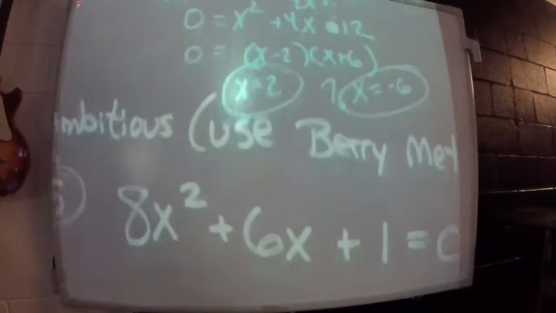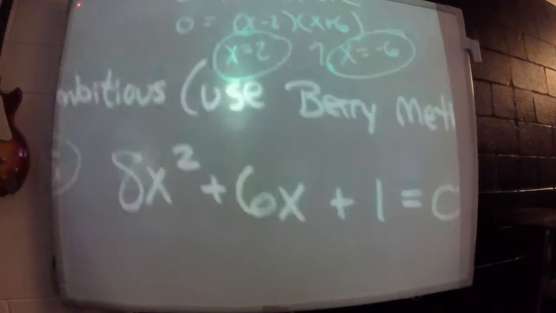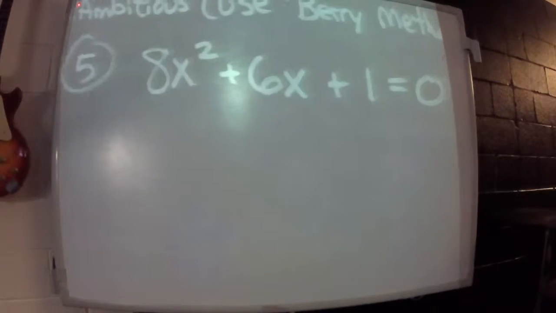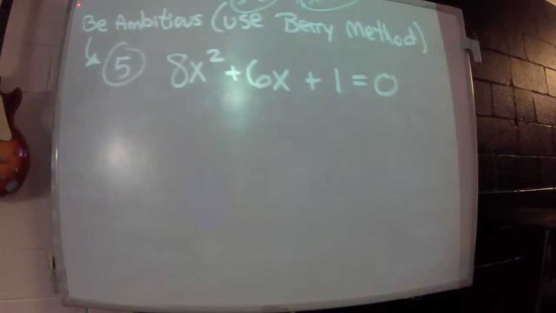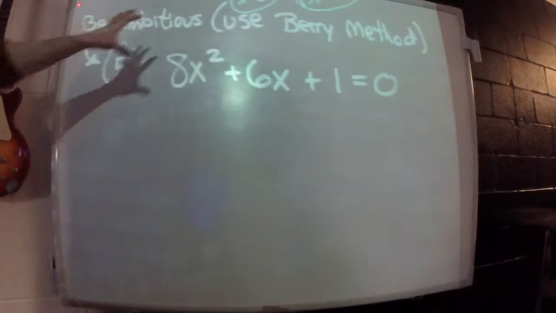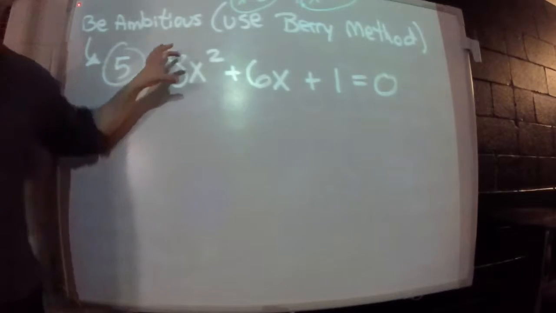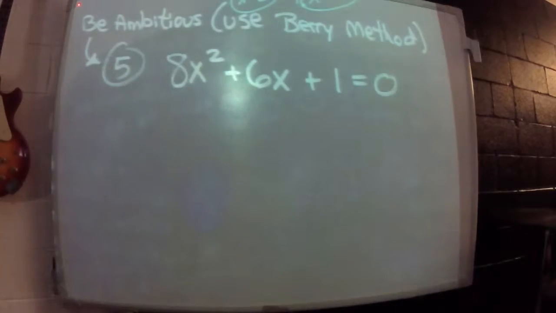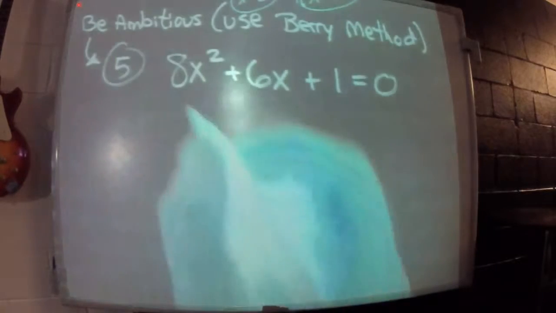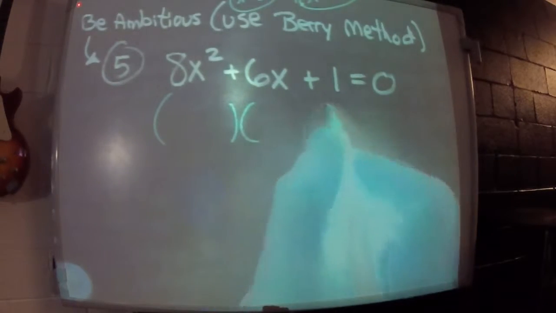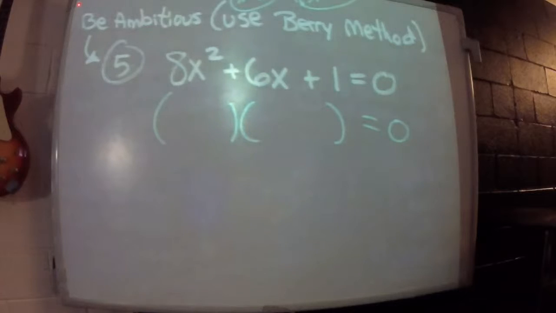Lastly, I got to be ambitious down here, because what's the one difference between this quadratic equation and the previous page's worth of them? The coefficient on the x squared. That is what makes it tough. That's why I said use the Berry method, because of that coefficient. So you've got to recall the Berry method, which we learned last week. If you have a coefficient on the x squared, that makes it way harder.